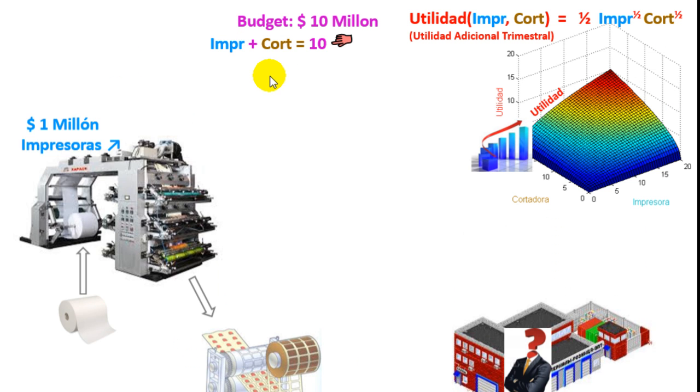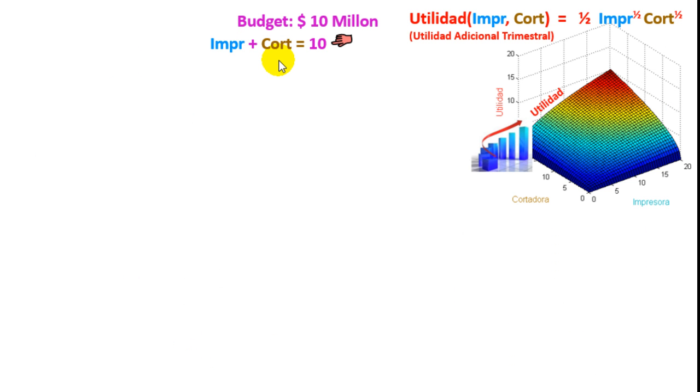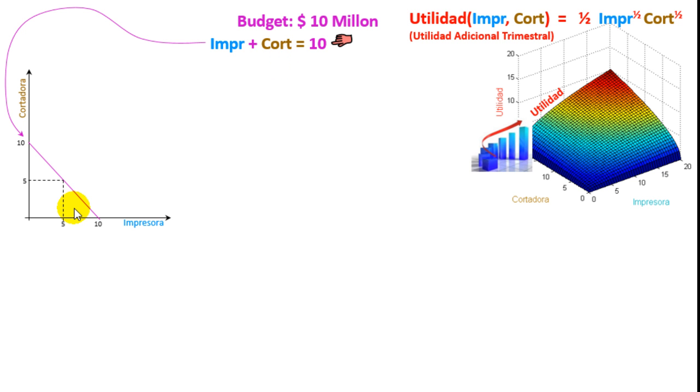If you represent the budget constraint in 2 dimensions, you get this, because if with 10 million you buy only printers, then you will buy 10 printers and 0 cutters. If you buy only cutters that cost 1 million each and no printers, then you will get 0 printers and 10 cutters, and all of the solutions lie on this magenta line. For example, here you have 5 printers and 5 cutters, and 5 plus 5 is 10.